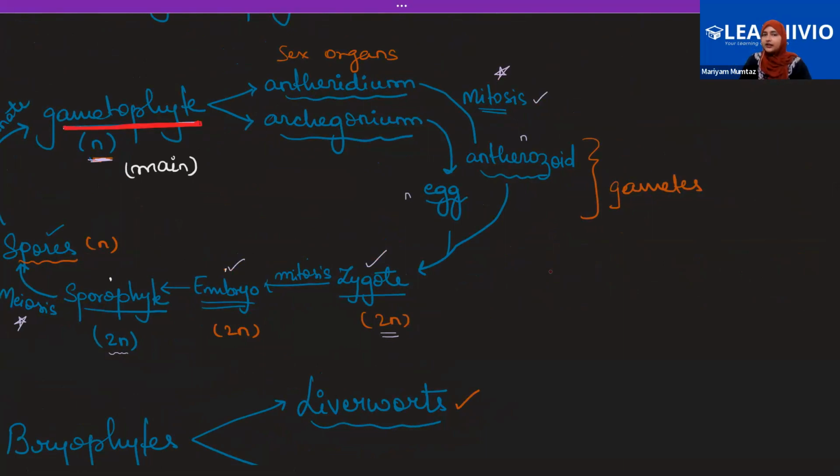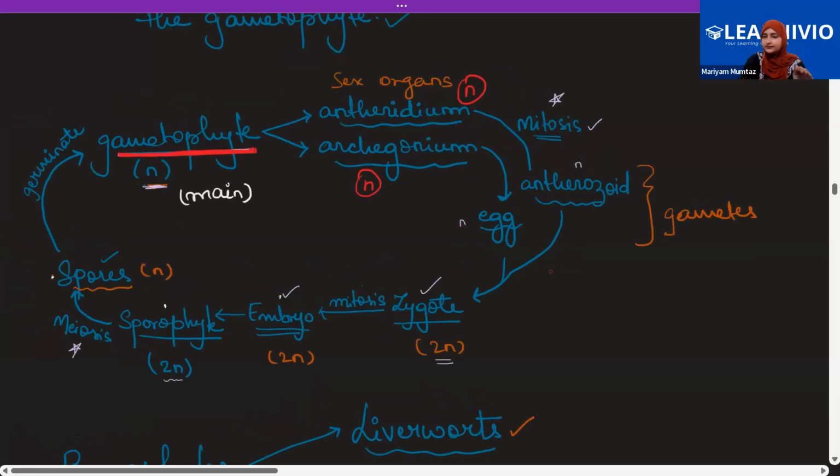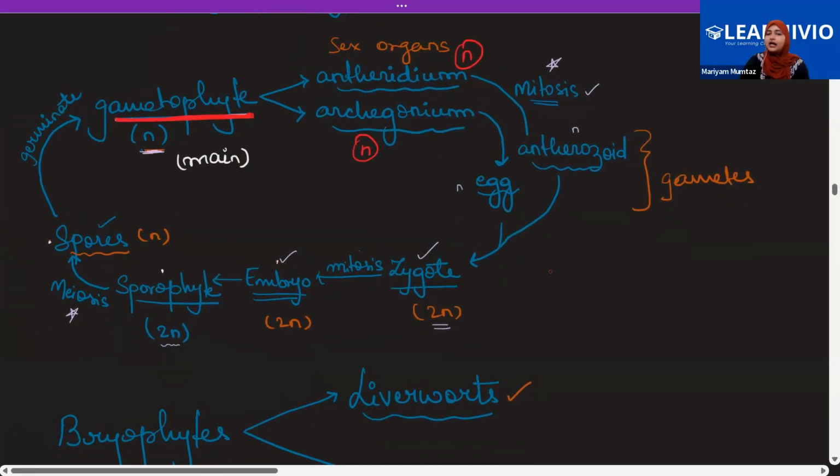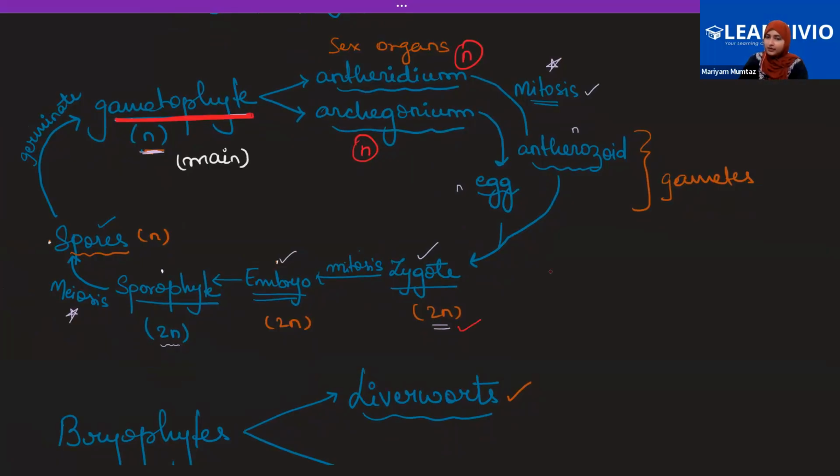Now, the archegonium will undergo mitosis and make the haploid cell. Archegonium itself is haploid, antheridium is haploid. So both of them will undergo mitotic division to form the gametes. Antheridium will make the antherozoids. Archegonium will make the egg. Both of these gametes will be haploid. You've understood why it is undergoing mitosis? Yes, ma'am. Now these 2 gametes will fuse with each other and make the zygote, which will be 2n, that is diploid.